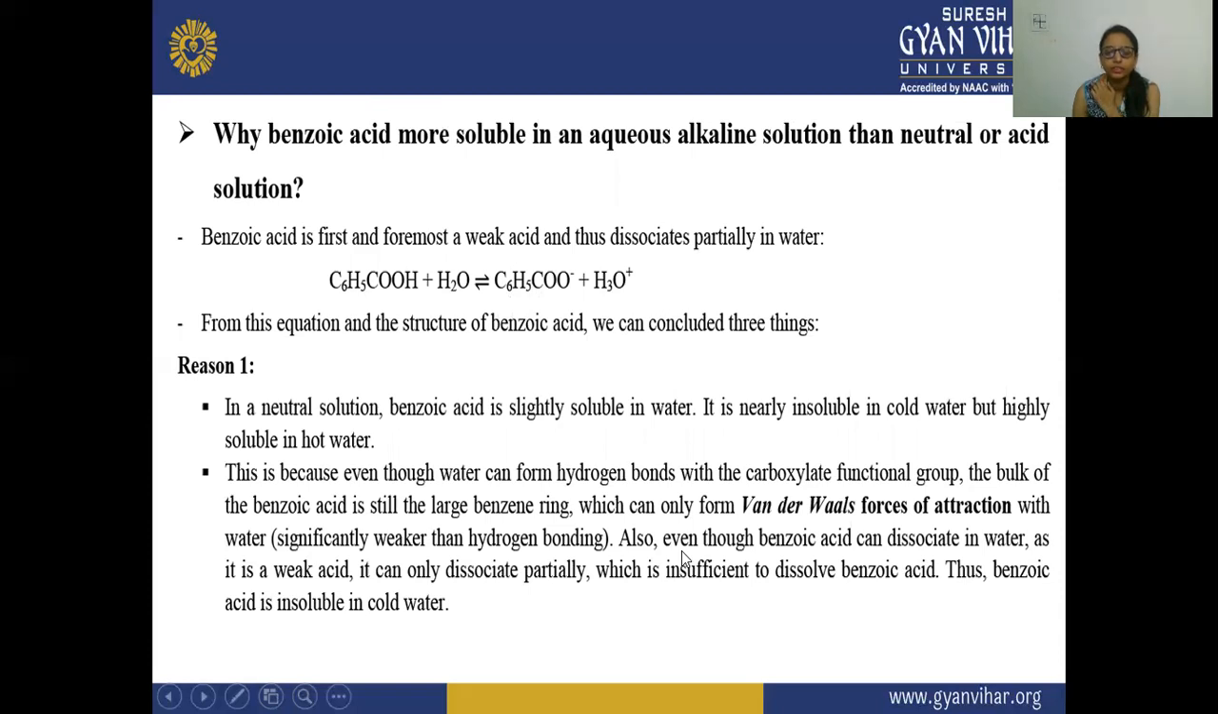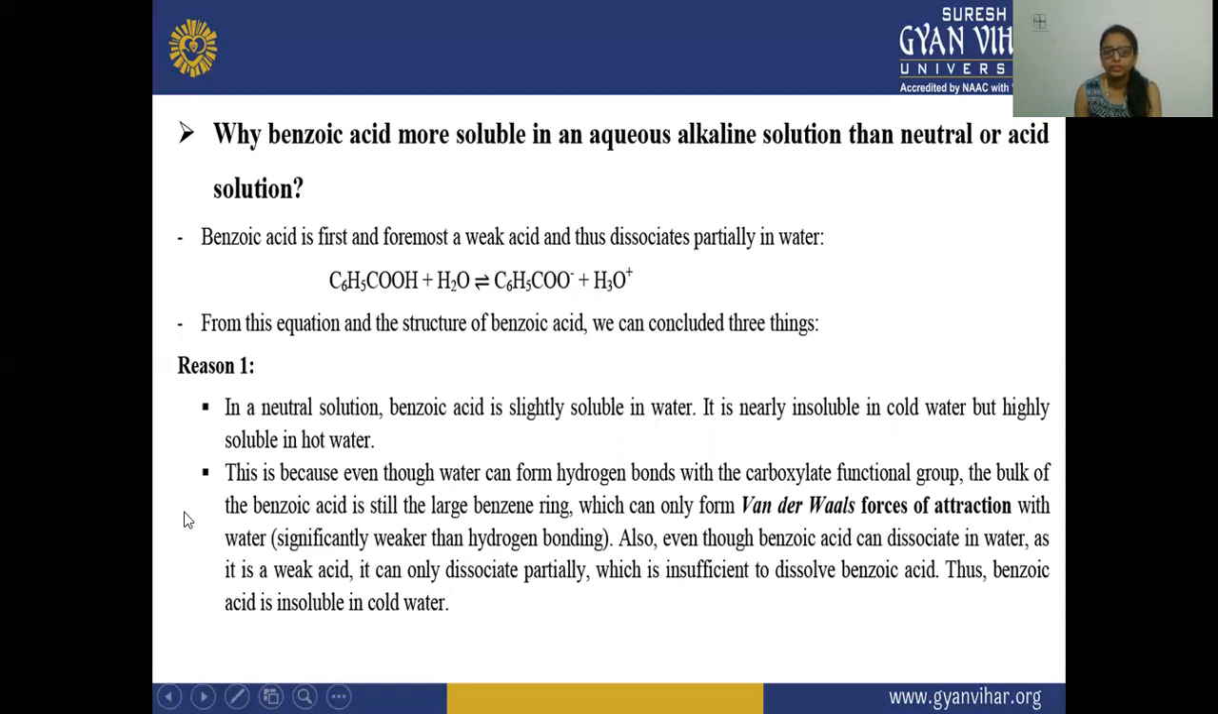Also, even though benzoic acid can dissociate in water, as it is a weak acid, it can only dissociate partially, which is insufficient to dissolve benzoic acid. Thus, benzoic acid is insoluble in water. That is why benzoic acid is insoluble in cold water.